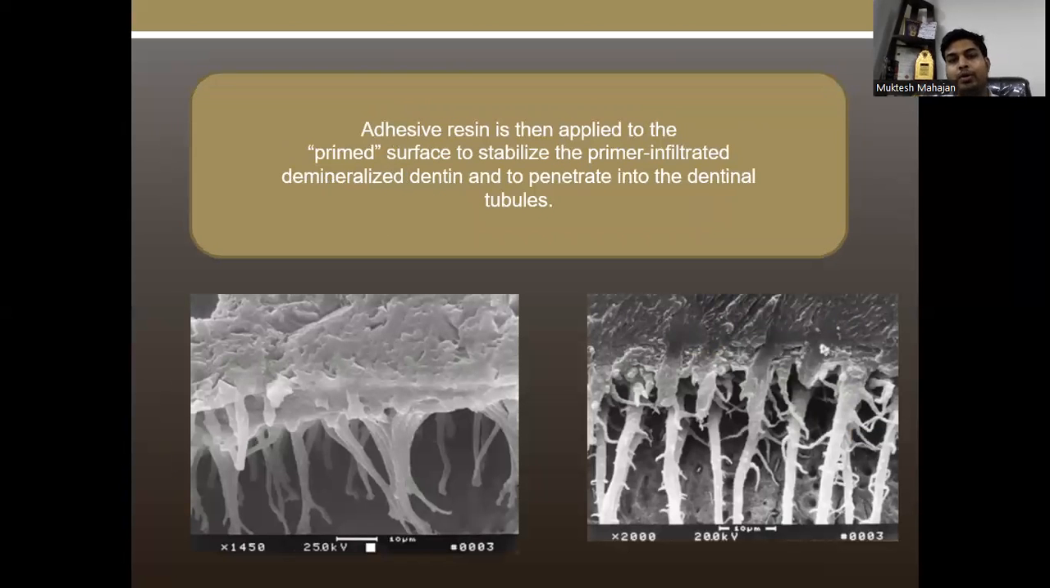Adhesive resin is then applied to the primed surface to stabilize the primer, infiltrate the demineralized dentin, and penetrate into the dentinal tubules, as shown in the diagrams.